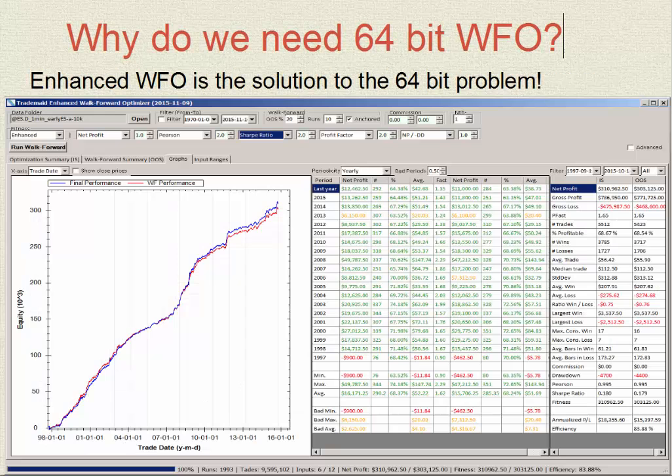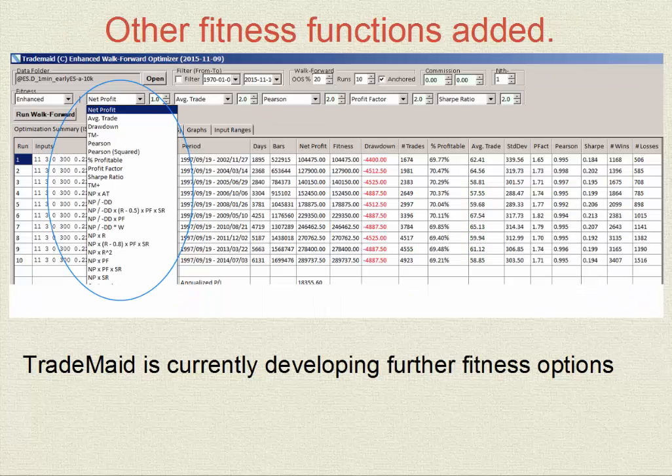The primary reason I built Enhanced Walk-Forward Optimizer was the need to overcome the 64-bit issue and the need for better fitness functions. The product, however, ended up being much more than this. Now we have the addition of things like profit factor, Sharpe ratio, Pearson's fitness, which is how close the strategy is to a straight line, the equity curve, and that's a very useful metric because at the end of the day we want a system that performs profitably on a very consistent basis.